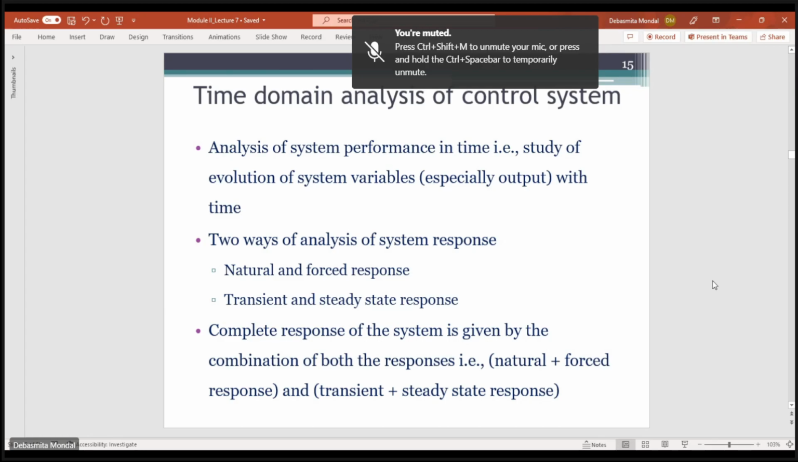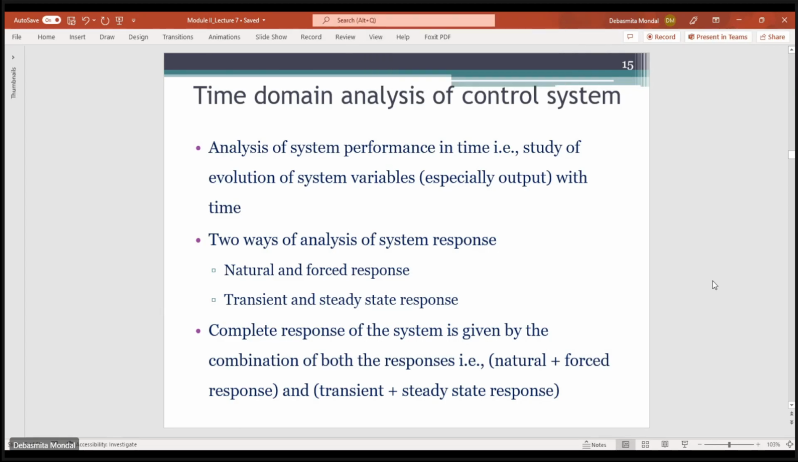That means how the output of the control system is changing or varying with time will be studied while we are doing the time domain analysis. For the time domain analysis, there are two kinds of responses which we usually study. One is the natural and forced response. The other one is the transient and steady state response.